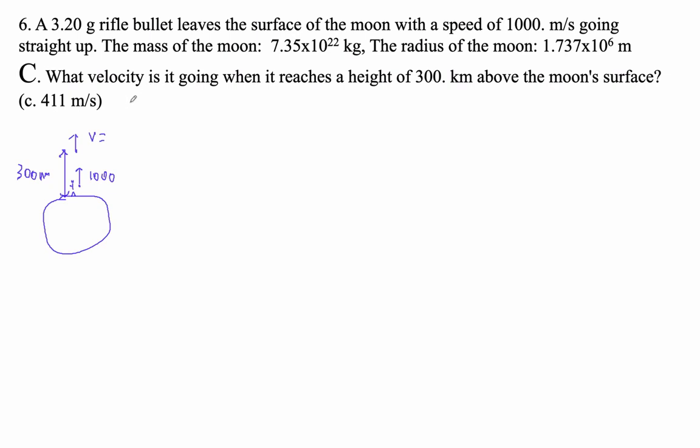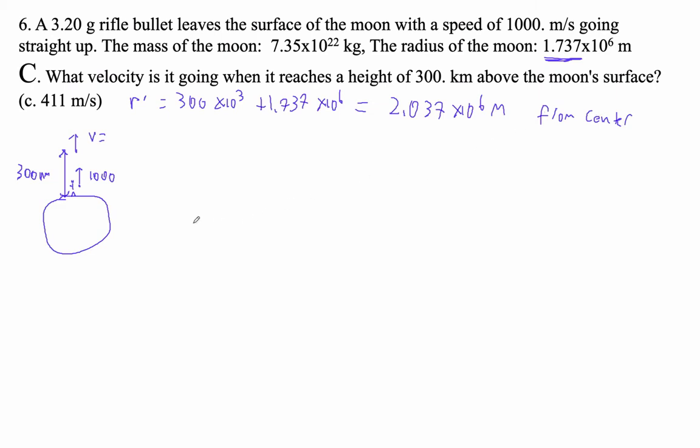So what we've got to do is figure out the r. The new r is going to be 300 times 10 to the third, that's 300 kilometers, plus 1.737 times 10 to the sixth, because that's the radius of the moon. So this is the distance from the center, which is what we have to use in our equation. Let's figure that out. 300 E3 plus 1.737 E6 is 2.037 times 10 to the sixth meters from the center is where we are.